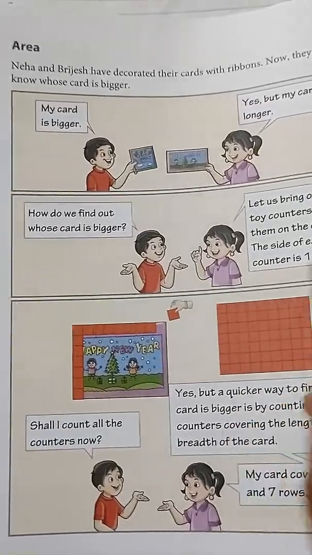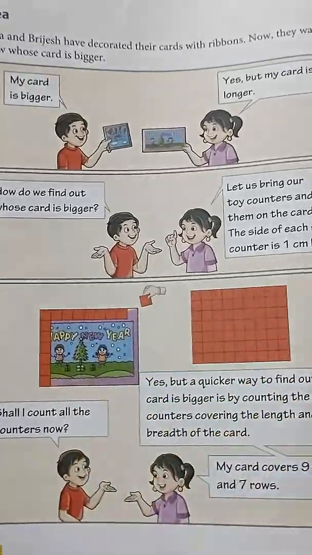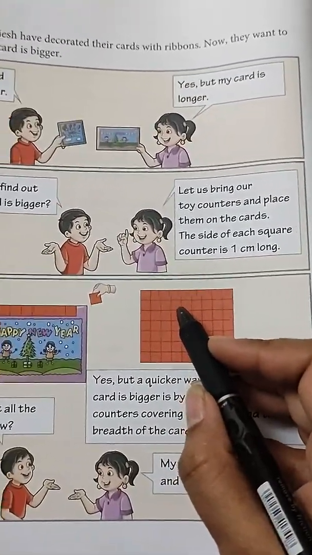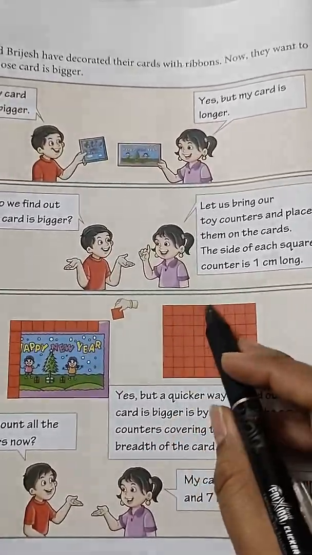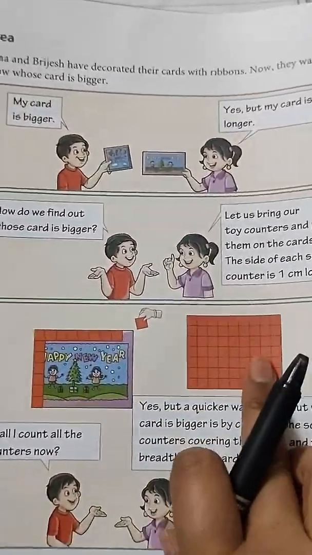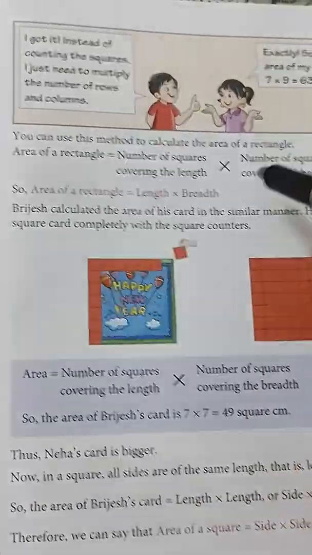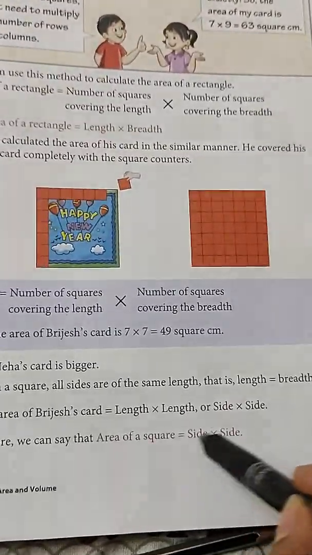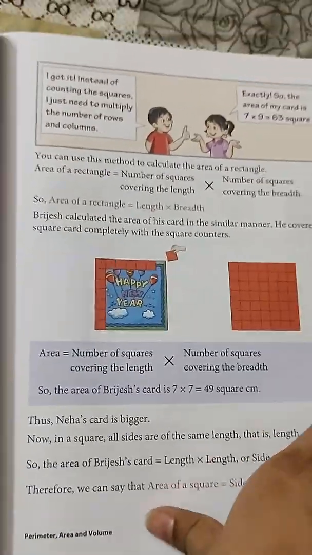Okay, so if we are talking about perimeter, we are always talking about the boundary, but when we are talking about the area, it means that we will cover the whole part. We will cover the whole picture, that means that is area. So you have to learn now the new formula. Area of rectangle is length into breadth, whereas area of square is equal to side into side. Okay, so these two formulas you have to learn.